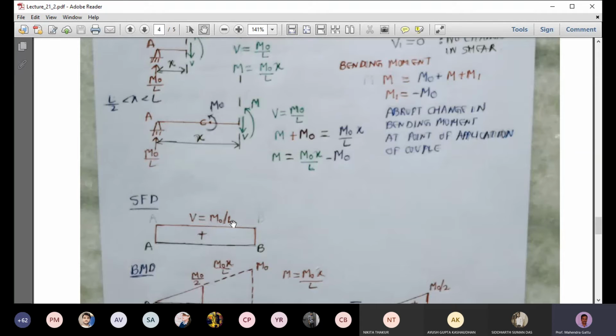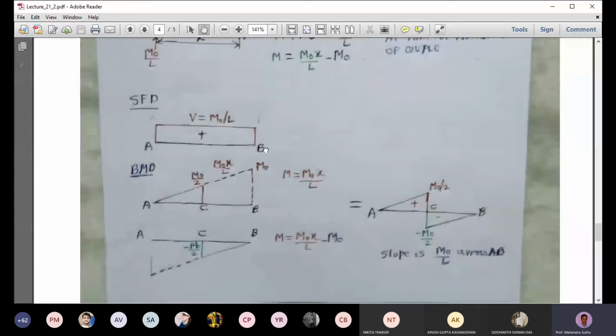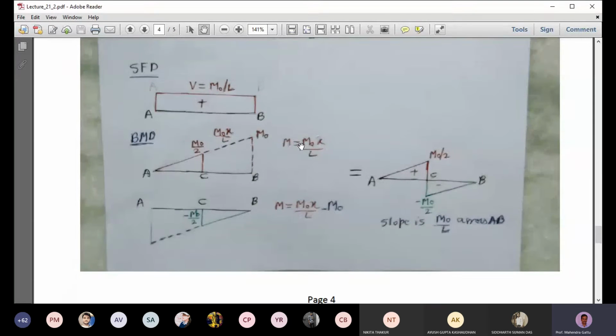So next we'll plot the bending moment diagram. To plot the bending moment diagram, we will have to combine two equations. The first equation is m is equal to m naught x by L, and the second equation is m is equal to m naught x by L minus m naught. So first we'll plot the first equation, m is equal to m naught x by L. At x is equal to 0, that is at location A, it is 0, and at x is equal to L, we have m naught.